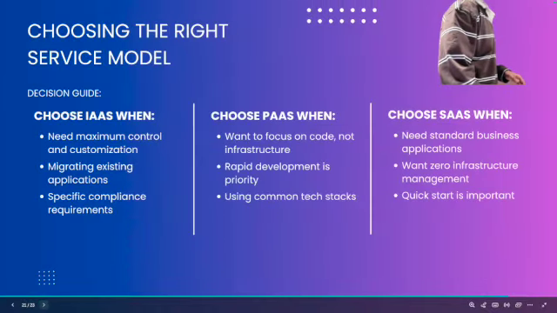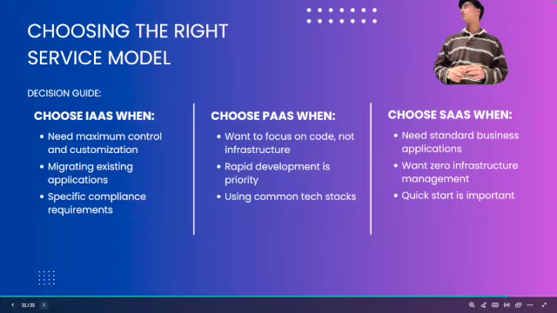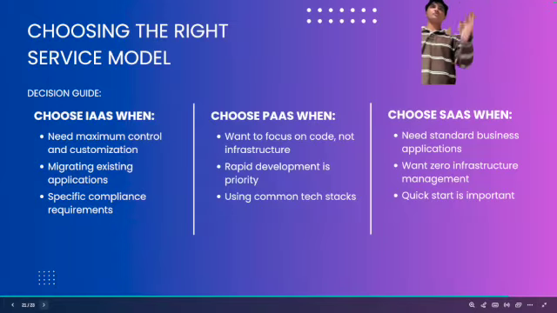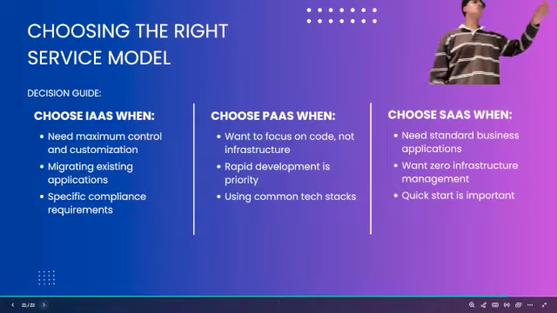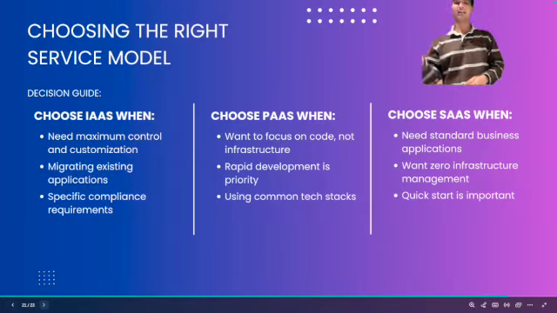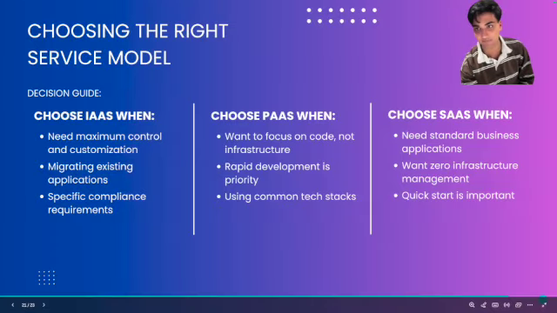Choosing the right service model. Choose infrastructure as a service when you want maximum control and customization. This is for you guys when you create your own startups. You want to migrate from traditional infrastructure to your AWS cloud, and you want complete control over what services you want to be managing. Let's take a look at why that is the case.